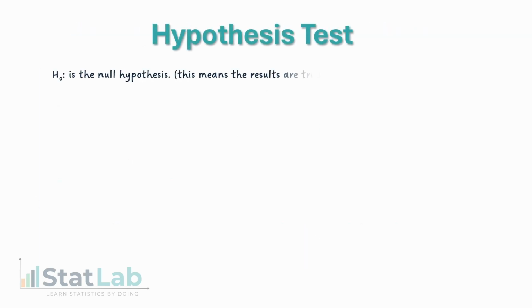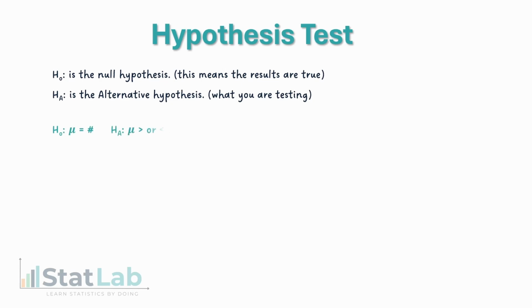As always, our null hypothesis is sort of testing that the results that are already known are true, and our alternative hypothesis is sort of what we want to find out. So H0 is going to be that mu equals some number, and HA is going to be that mu is greater than, less than, or not equal to that same value. And of course, we have to define what mu is. So we would say for the population of all whatever you're talking about, let mu be the average, and you have to put your context in there.